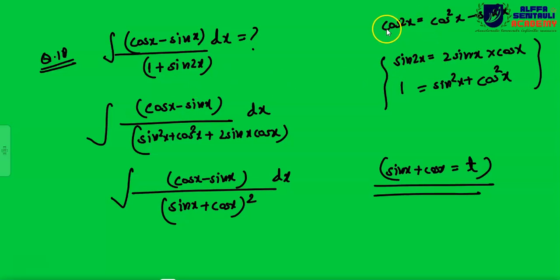Yes beta, you can express this term in terms of root. How will you express it? Cos square x can be written as 1 minus sin square x. So you can write this cos square x as 1 minus sin square x, and then minus sin square x will become 1 minus 2 sin square x. Then you can find the value of sin square x in terms of root of cos 2x, right?